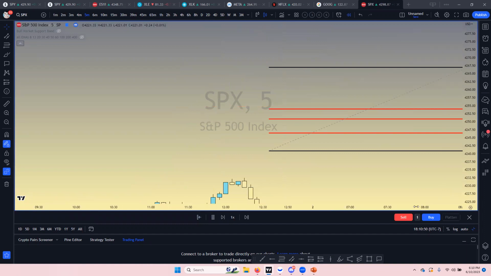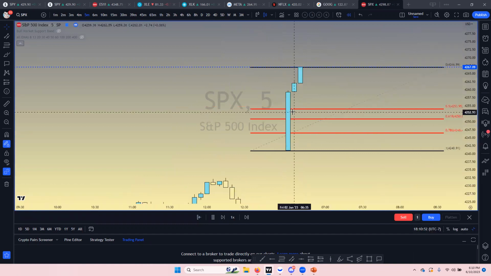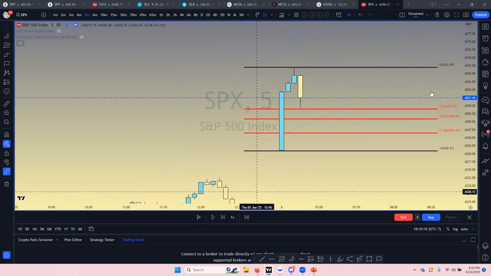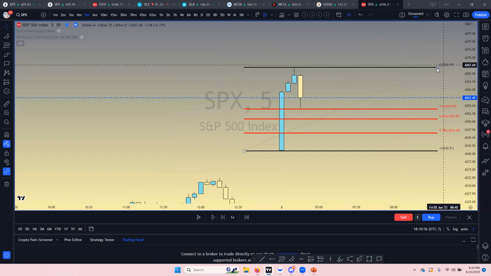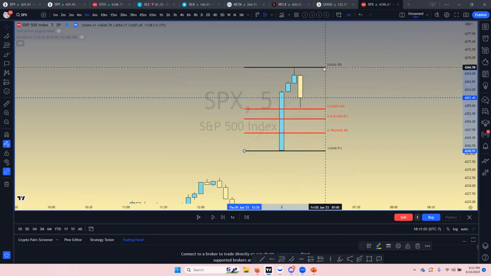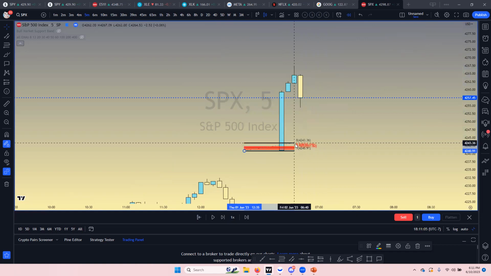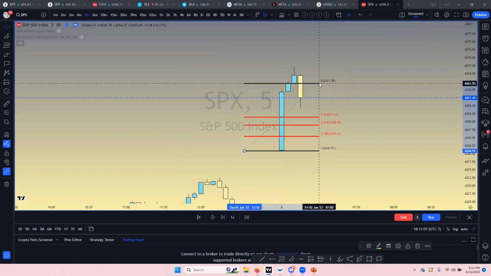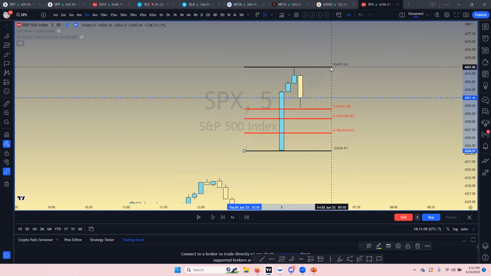All right, first candle of the day. We get this huge move up and we draw the Fibonacci from the low to the high right here. We're going to want to keep dragging the Fibonacci up until price starts to retrace.